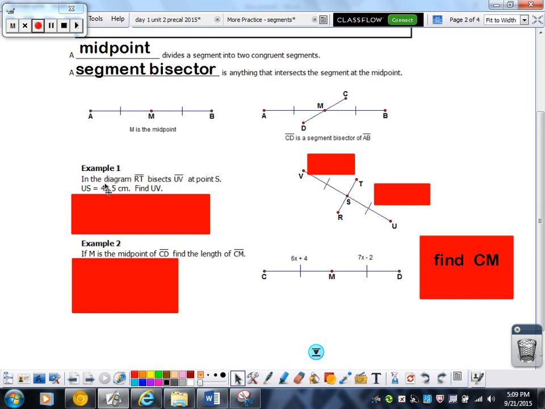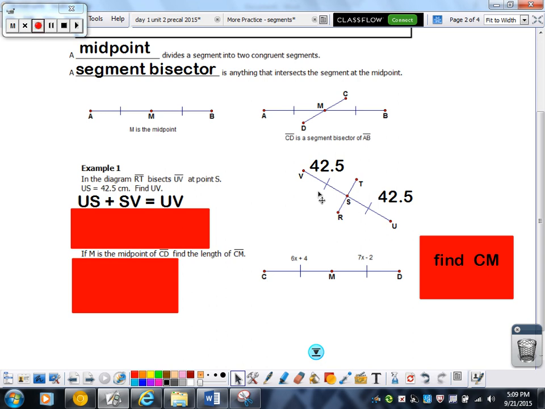In example 1, in the diagram, RT bisects UV. That means that S is the midpoint and that RT cuts UV in half at point S. It tells me that US is 42.5 centimeters. If I know that this segment is congruent to SV, then I know this segment is also 42.5 centimeters.